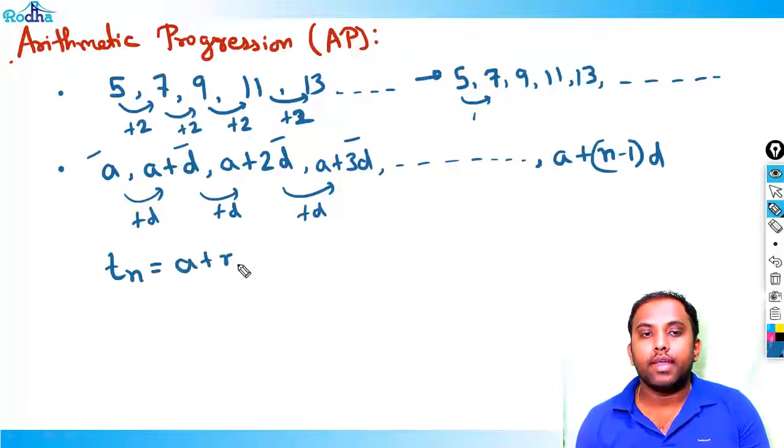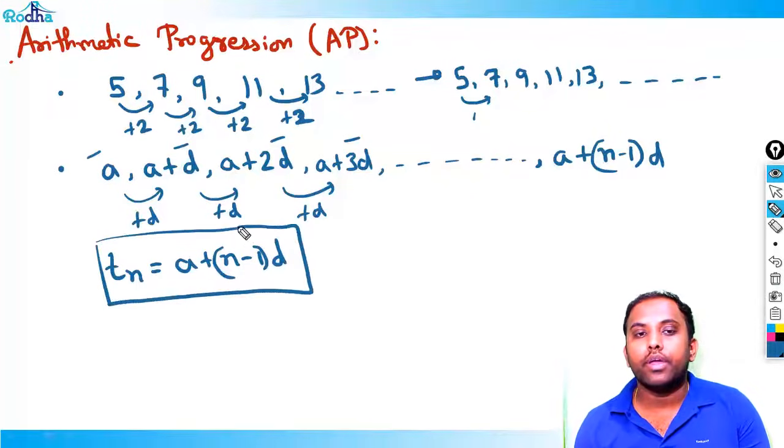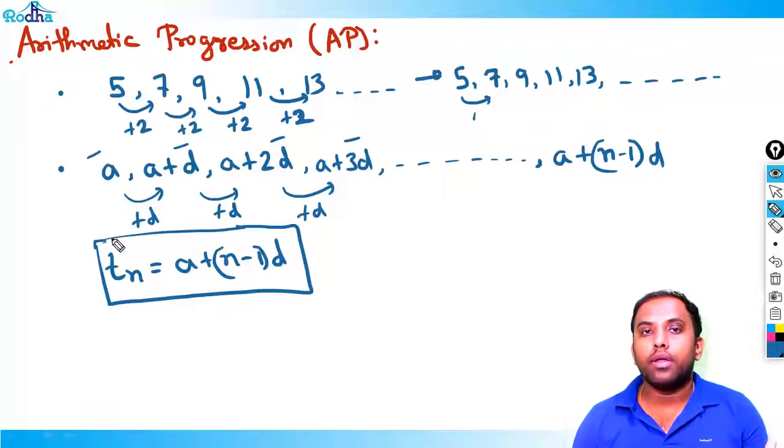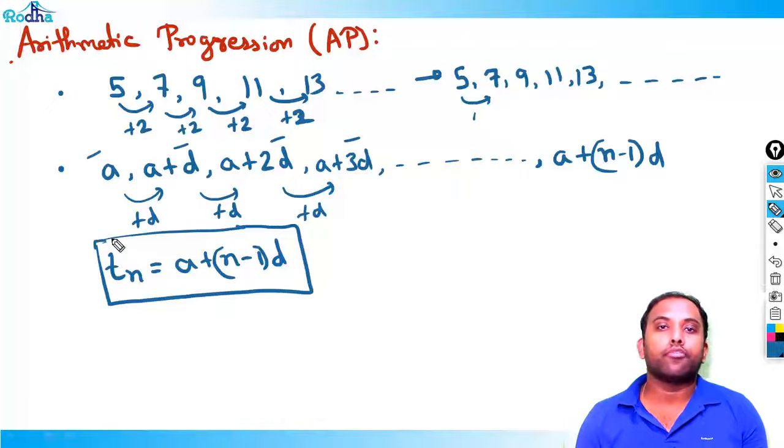That is a plus (n minus 1) into d. Just hold on. We'll study AP in a very different way, which you won't find in any of the books. All those books have the conventional AP formula, and then you solve by applying the formula: nth term formula, sum of n terms formula. But here we'll use a very different approach using averages.